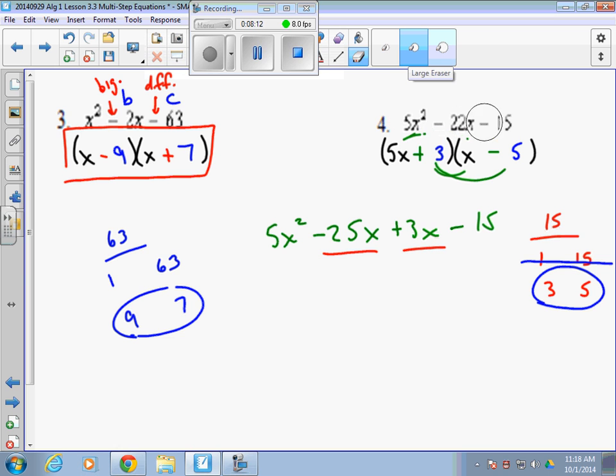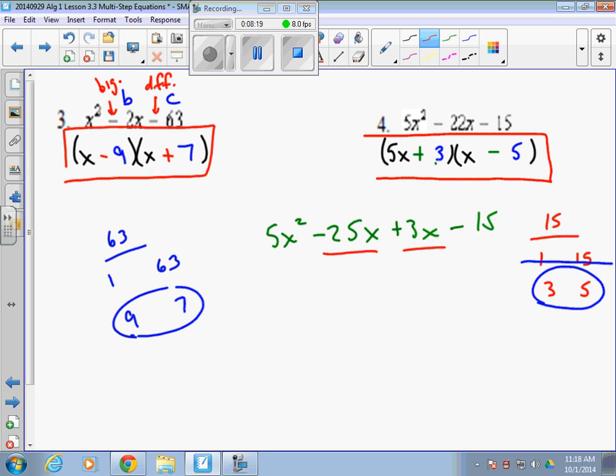So sometimes you have to work FOIL backwards. Sometimes you have to work it forwards to where you can see what's going on. But ultimately, this is what you're going to have to come up with right here: 5x plus 3 times x minus 5. And again, I might have one problem like that on the test tomorrow, or 2 at the most.